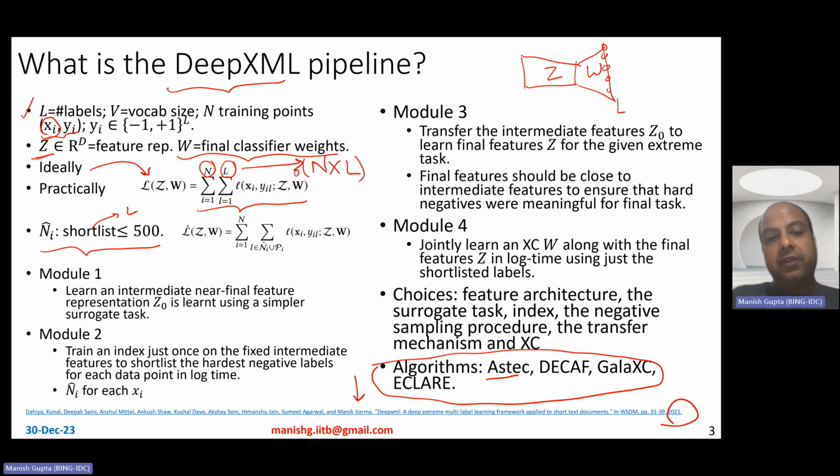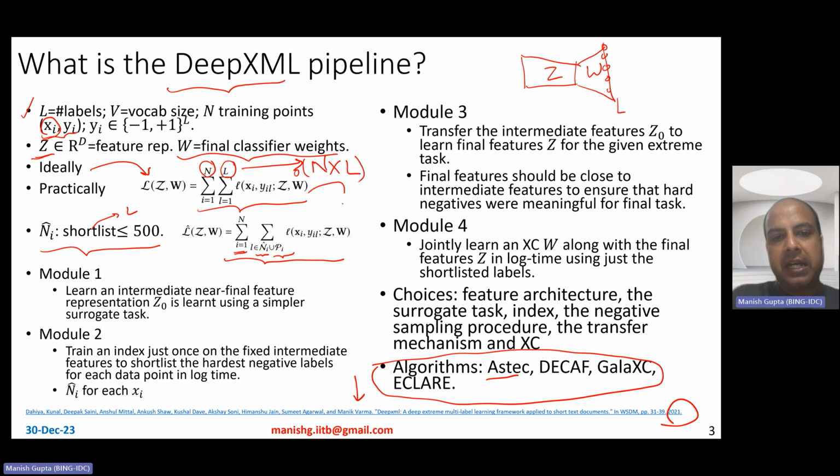Such that we are not going to compute this loss over all the labels, but only going to compute the loss for every instance i over the positive labels and the shortlist N of negative labels. Okay, so how you obtain this shortlist of negative labels will become clearer in the video. I'm going to go into deep details, but that's what you're going to do.